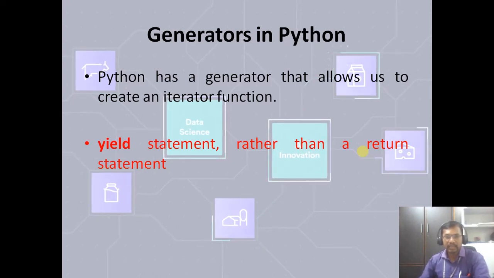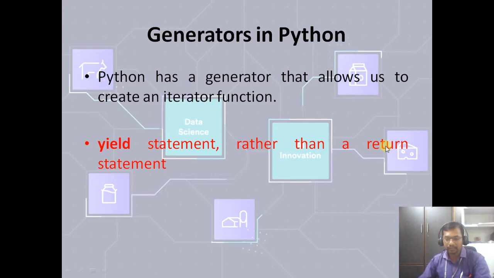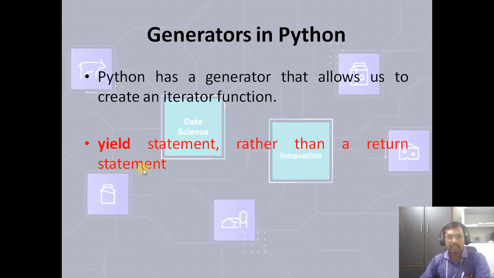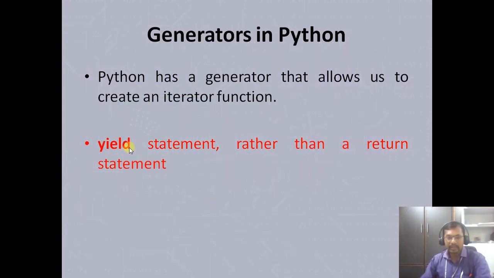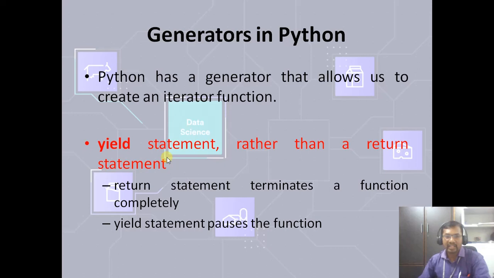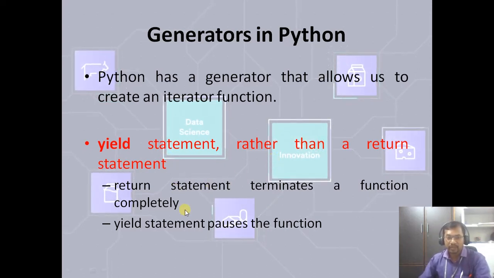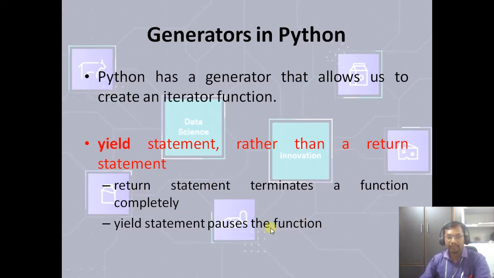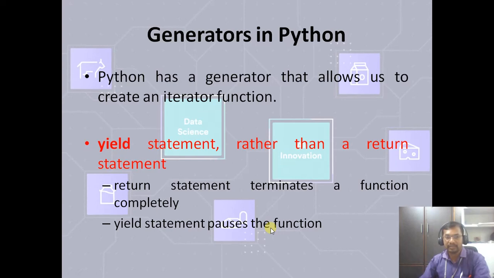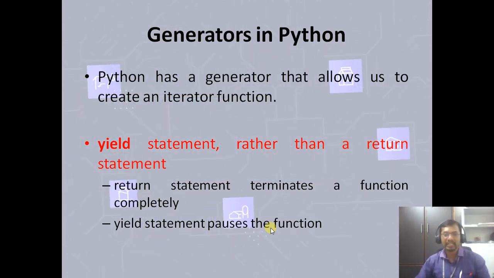Generally we see the statement called return within functions, but in a generator we see a statement called yield. The return statement is used to terminate a function completely, whereas the yield statement is used for pausing the function, which pauses the execution of a function for some period of time until we perform some action. What it means, I'm going to explain by using an example program.